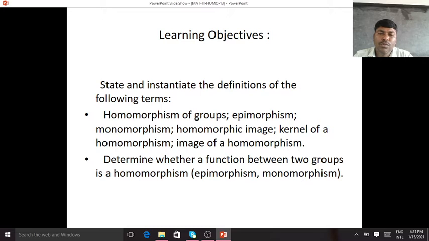Learning objectives. State and instantiate the definitions of the following terms: homomorphism of groups, epimorphism, monomorphism, homomorphic image, kernel of a homomorphism, image of a homomorphism, and determine whether a function between two groups is a homomorphism.